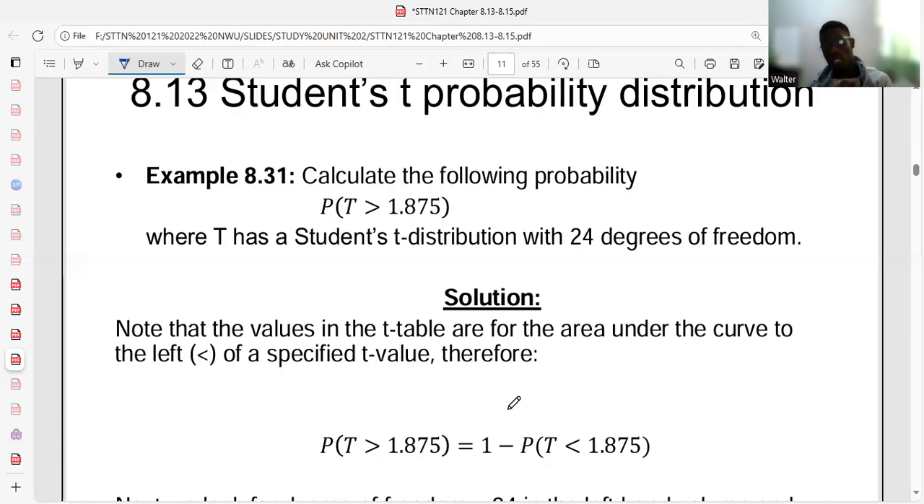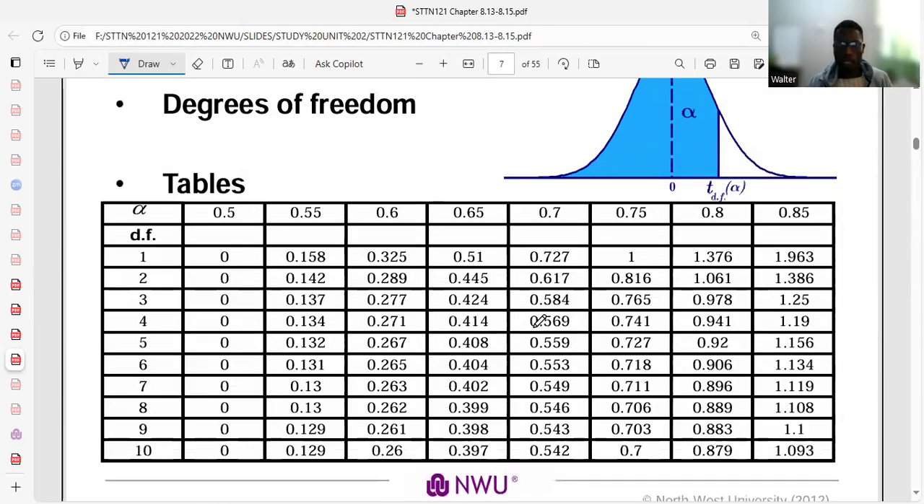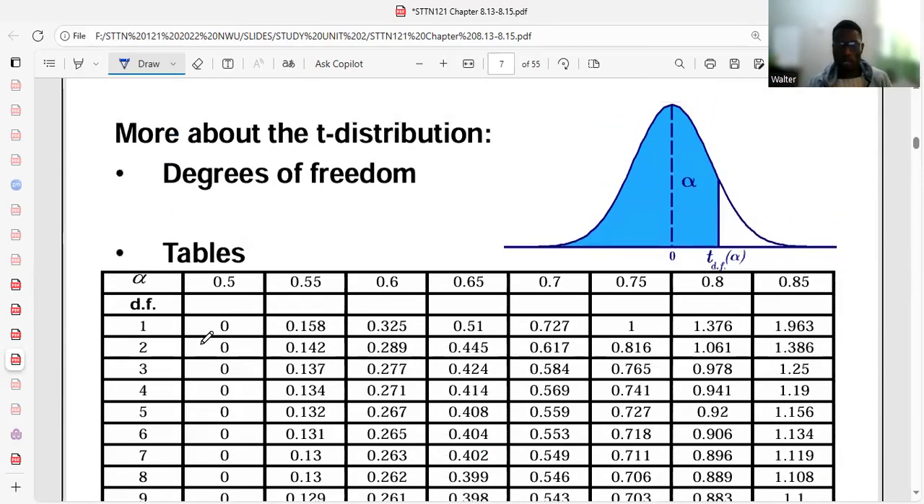So with the student t distribution, once you get that value, 1.8 something, 3 something, to get the probability, you're going to get it there on the table. This is the table where you will get the value, because you will be given the student t table, something like this.